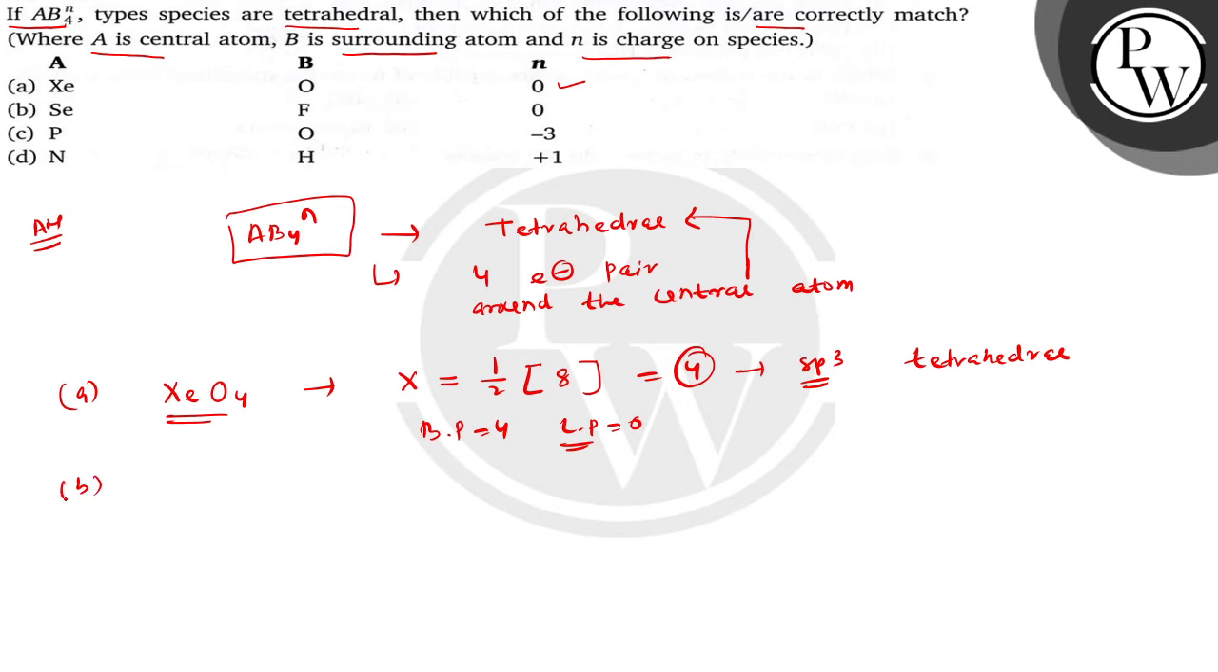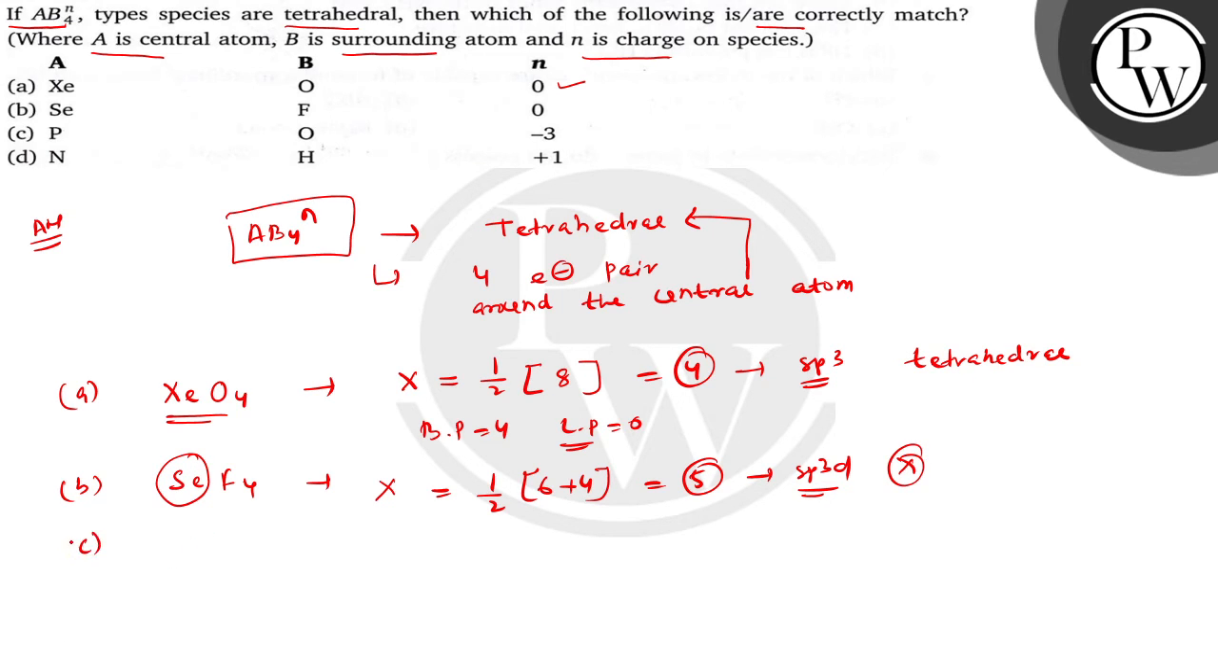In option B, the central atom is selenium and the bonded atom is fluorine. Okay, and it is 4 and the charge is 0. So this is the molecule where the central atom is selenium, so the electron pair around it will be half into the valence shell of selenium, which is 6, and 4 monovalent atoms. So here the electron pair is 5 that represents sp3d hybridization, and that geometry will be trigonal bipyramidal. Okay, and this is not the correct matching according to the sp3 hybridization. Okay, this is not sp3.